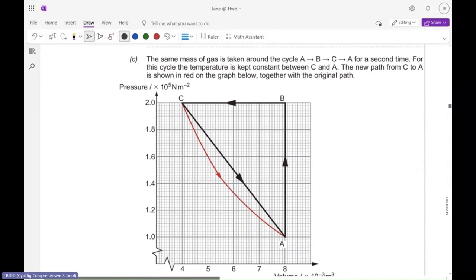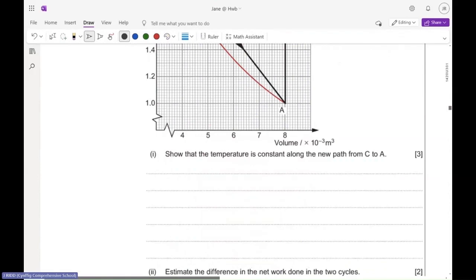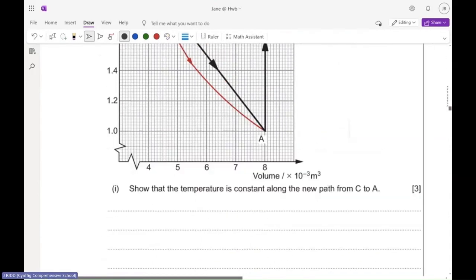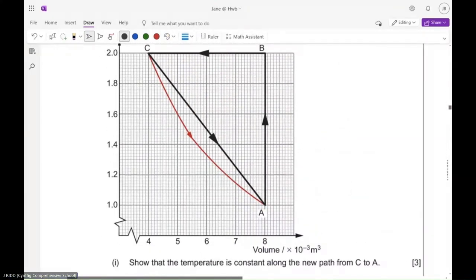Same mass of gas is taken around A, B, C, A for a second time. For this cycle, the temperature is kept constant between C and A. It's isothermal then. The new path from C to A is shown in red on the graph below, together with the original path. Show that the temperature is constant along the path C to A.